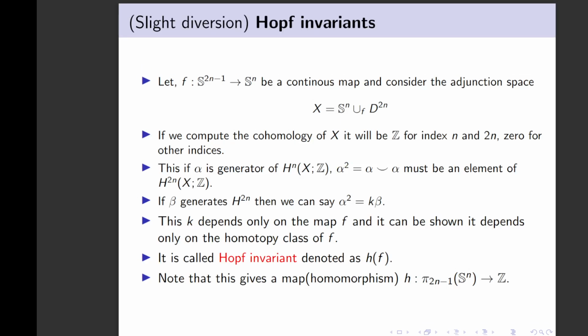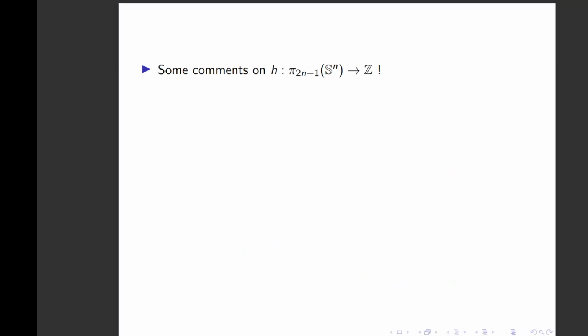Now, okay, so now some comments on this map. There is something very interesting: shortly I will show the Hopf invariant for the case of n equal to 2. Then you will see there exists a Hopf invariant one, and except for the case n equal to 2, there is no other number for which this h is an isomorphism.